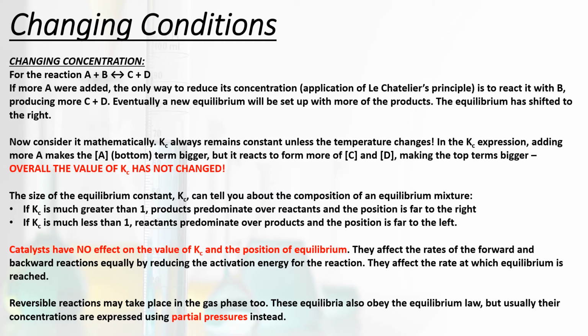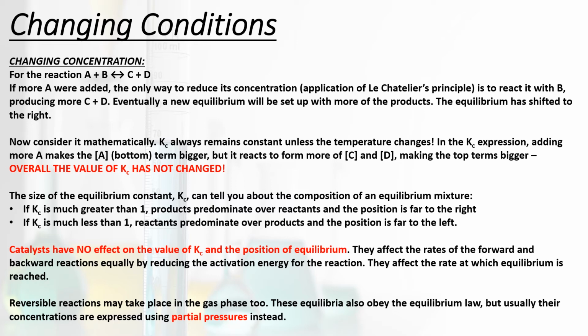Now the size of the equilibrium constant can tell us about the composition of an equilibrium mixture. If Kc is a number much greater than 1, then the products predominate over the reactants and the position is far to the right. Basically what we're saying is that the concentration of products is much greater than the concentration of reactants. We have a much bigger term on top than on the bottom in that equation, and therefore we end up with a number much bigger than 1. Now if Kc is much less than 1, reactants predominate over the products and the position is far to the left. So this is if we have lots and lots of reactants and not much product. Therefore our bottom term is much bigger and we end up with a value much less than 1.